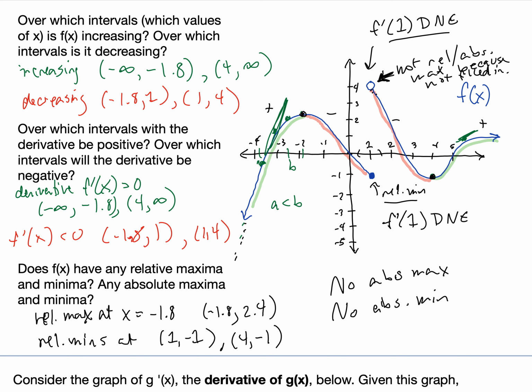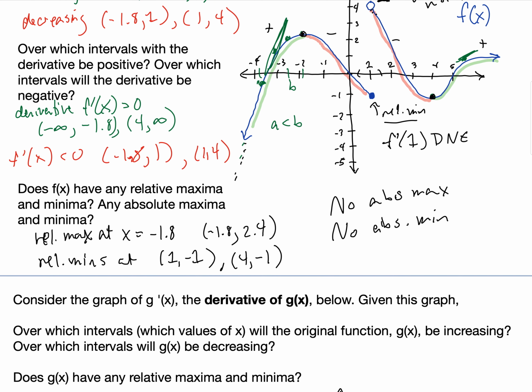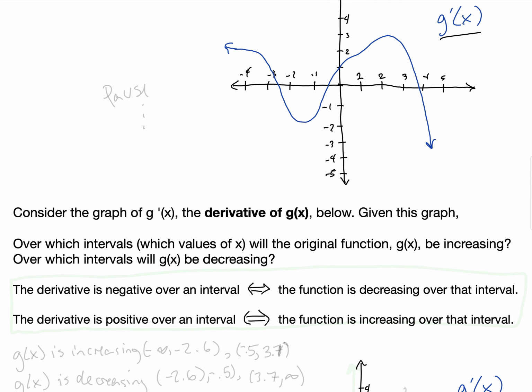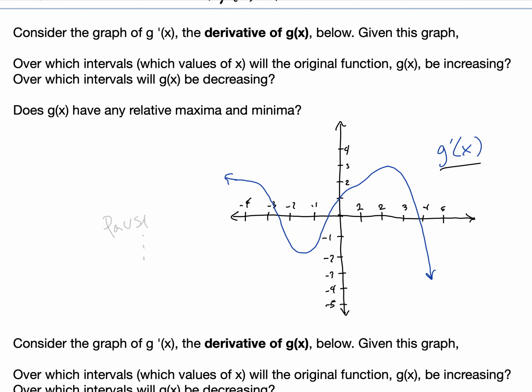All right, now we have a slightly different question. Here is the graph g prime of x. So g prime of x, this is the derivative of g. We're going to use this to answer questions about the original graph g of x. So given the graph of the derivative, over which intervals, which values of x, will the original function g of x be increasing, and over which intervals will g of x be decreasing? And second, does g of x have any relative maxima and minima? So again, pause and try this out. We'll talk about it in a moment.